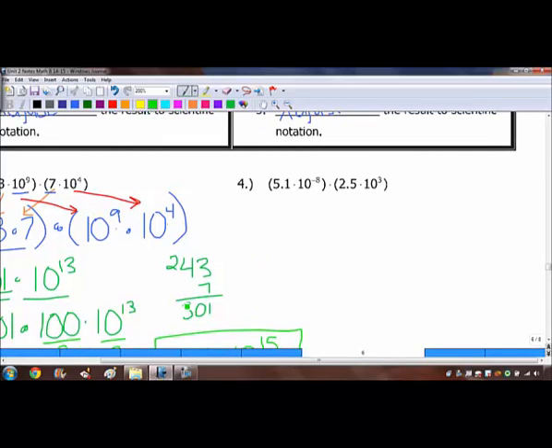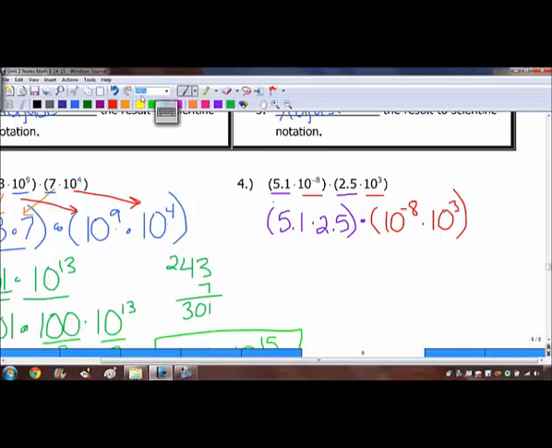In question number 2, I'm going to rewrite my numbers so that my coefficients go together, and then my bases and my exponents go at the end. So I'm going to rewrite it as follows. 5.1 times 2.5 times, and then right here, I'm going to multiply these guys together. 10 to the negative 8th power times 10 to the 3rd power. Okay, so now I need to figure out what 5.1 times 2.5 is.